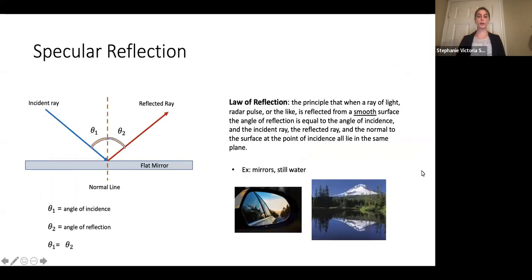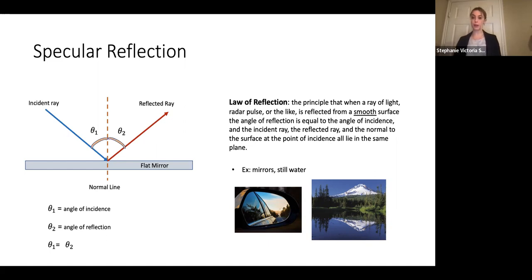Okay. So the first thing we need to talk about is reflection. So we're dealing with a flat surface, in this case, a mirror, and everything that we measure is based off of what we call a normal line, which is just an imaginary line that is 90 degrees or perpendicular to the surface that we're dealing with.